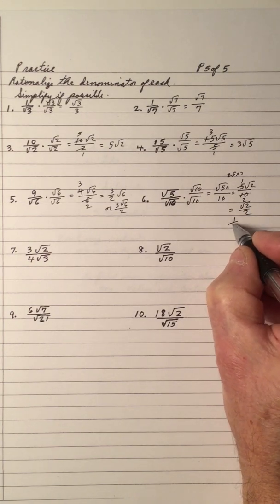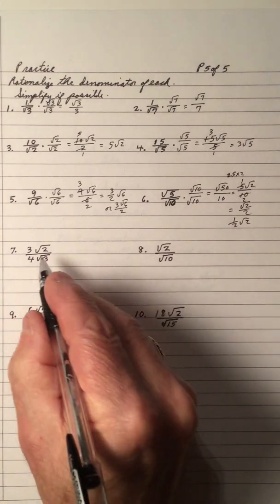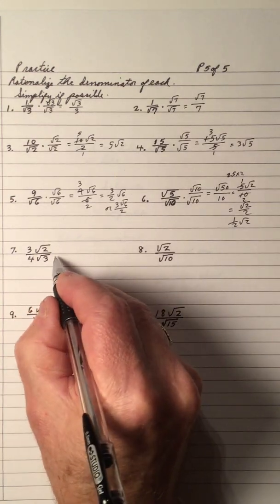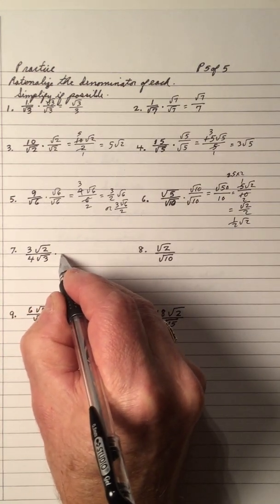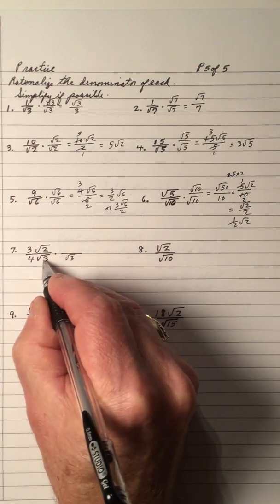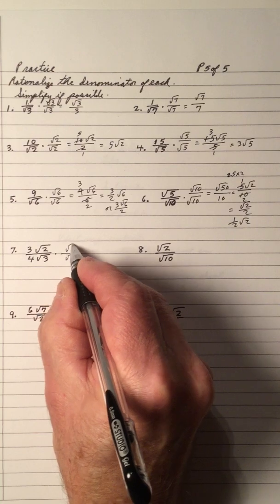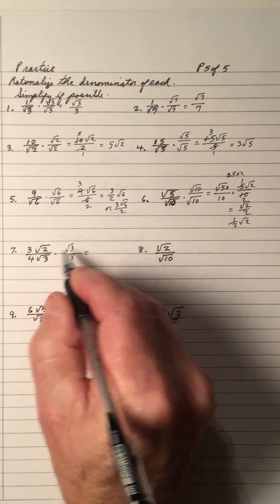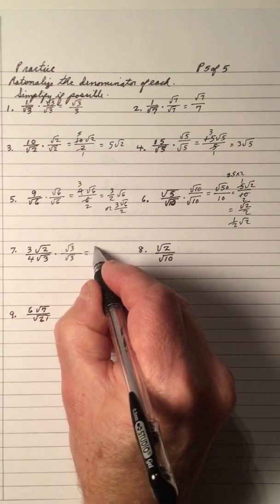Or we could go 1/2 root 2. Number 7. We want to rationalize the denominator, no radical in the bottom, so we multiply the bottom by root 3. The conjugate of root 3 is root 3. Multiply the top by root 3. Multiply 3 times 1 is 3.